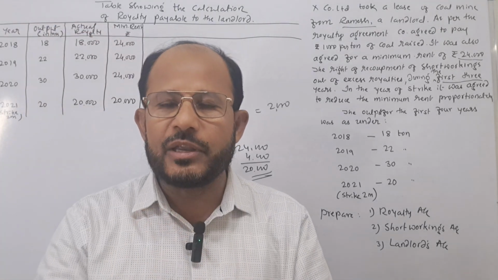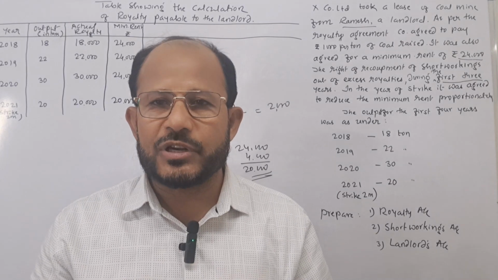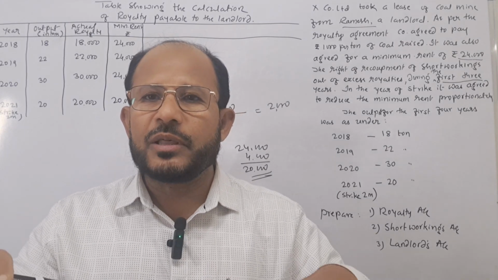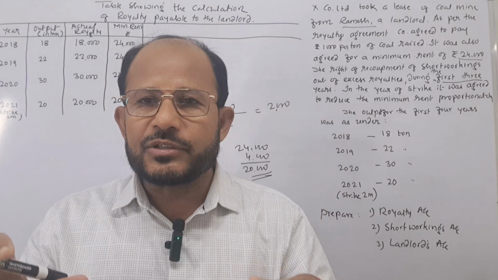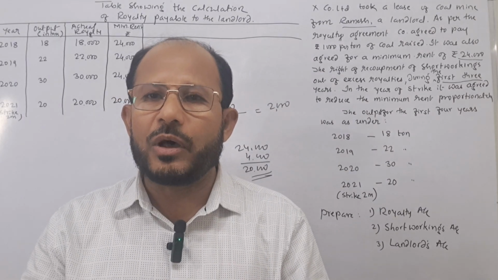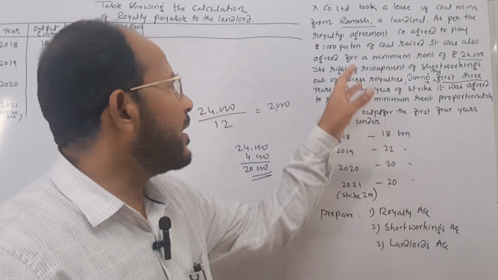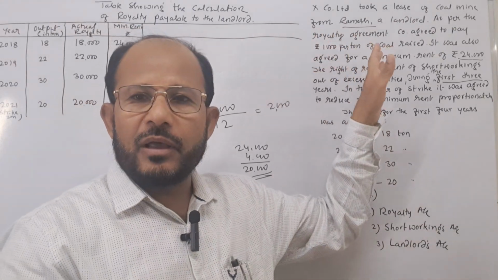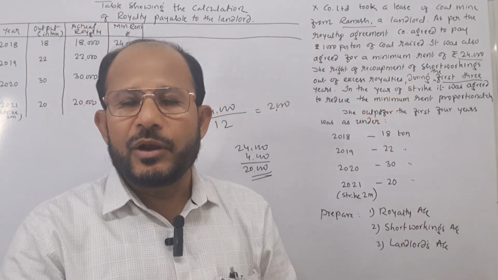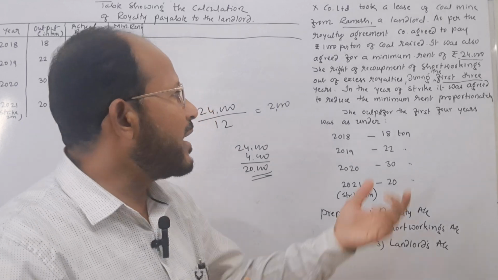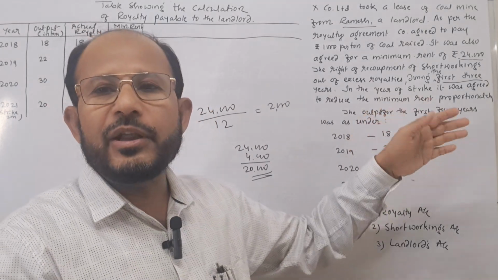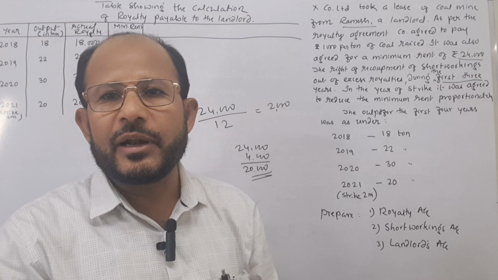Why is it reduced here? Because during the period of strike, work stops. Therefore, when the production activity is stopped, the total output will go down. Because of that reason, the owner or the landlord has given the chance to the company to minimize its loss. That is why minimum rent can be reduced proportionately during the period of strike.